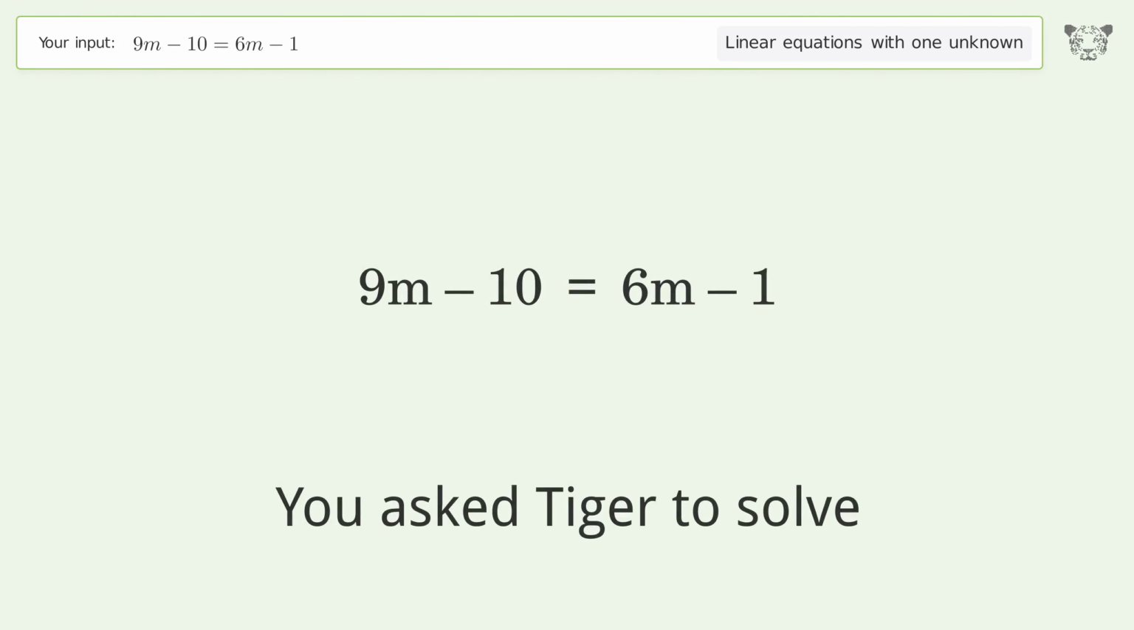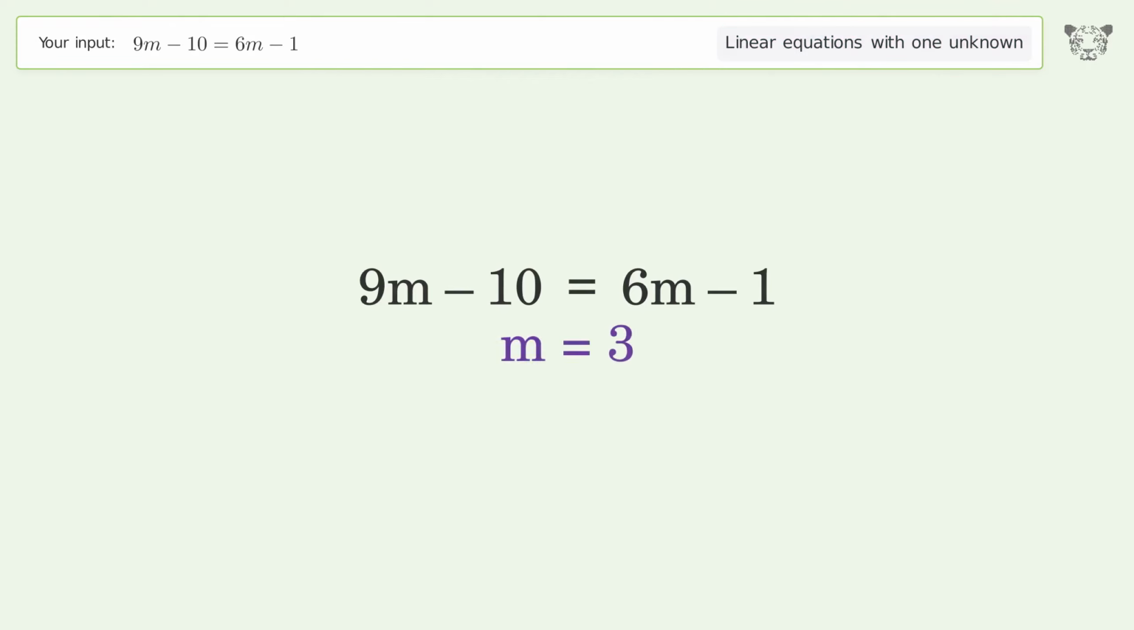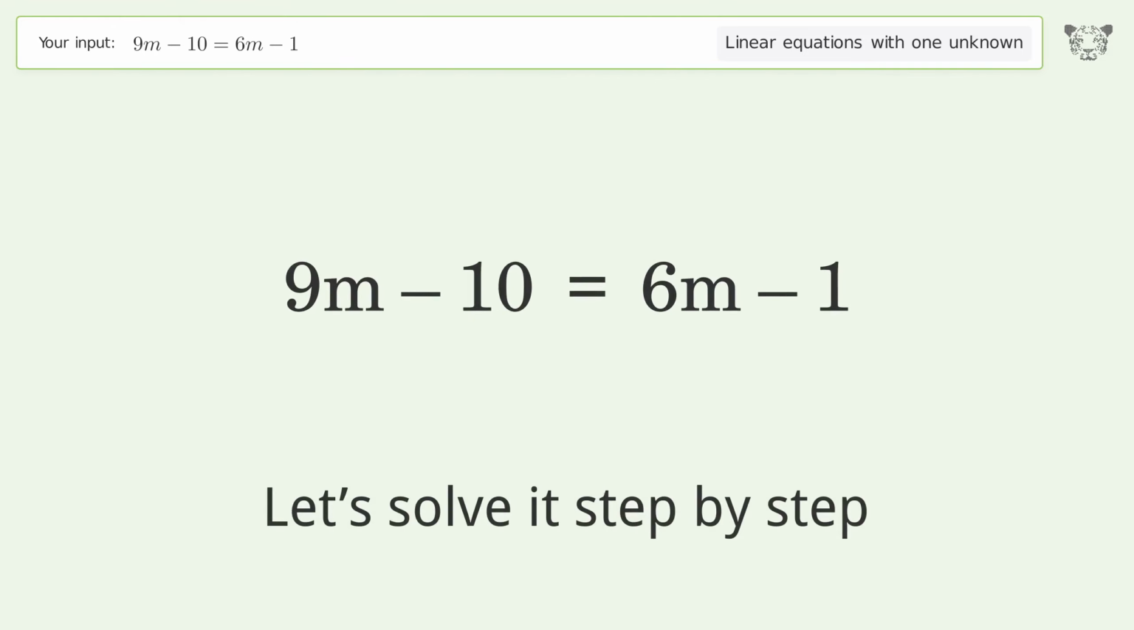You ask Tiger to solve. This deals with linear equations with one unknown. The final result is m equals 3. Let's solve it step by step.